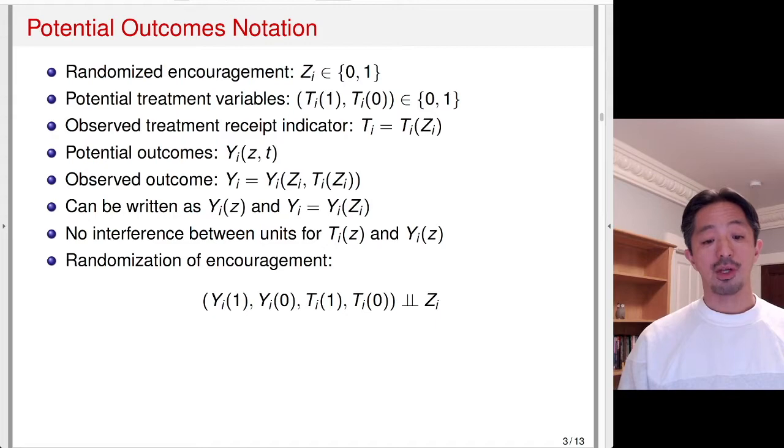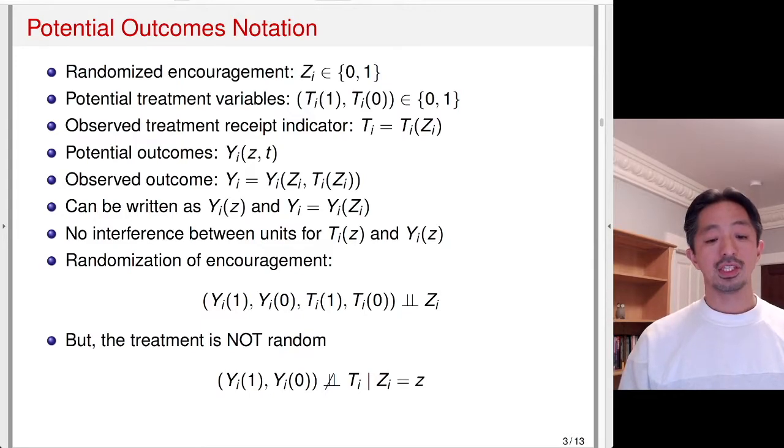Now, since the encouragement is randomized, Z_i is independent of all the potential values of the treatment and potential outcome values as well. But the key is that the treatment receipt variable T_i is not independent of potential outcomes even after conditioning on the encouragement status, okay? Because the treatment take-up, treatment receipt, may not be randomized. People may self-select themselves into the treatment or control.